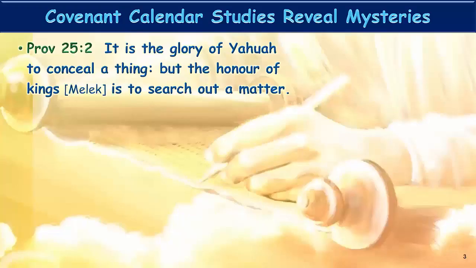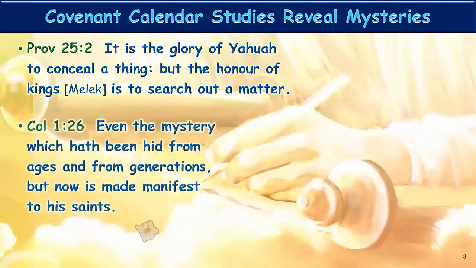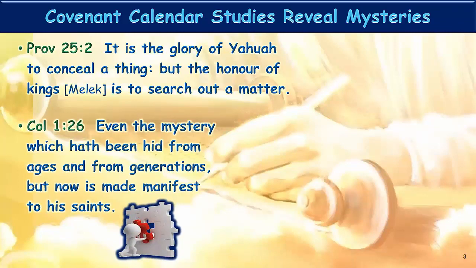Covenant calendar studies reveal mysteries. Proverbs 25:2: It is the glory of Yahuwah to conceal a thing, but the honor of kings is to search out a matter. Colossians 1:26: Even the mystery which hath been hid from ages and from generations, but now is made manifest to his saints. Yes, things are being revealed again and again. It's absolutely astounding what we are learning.